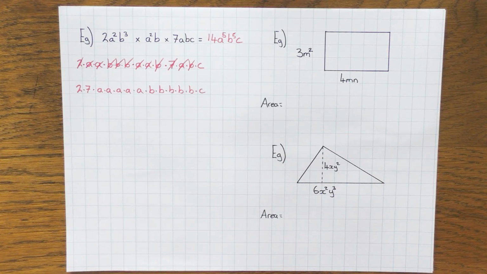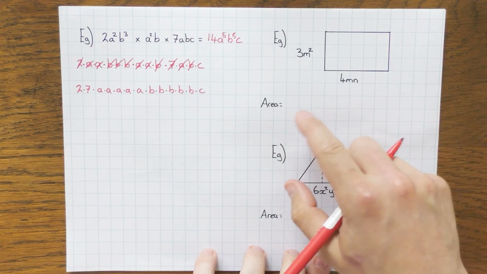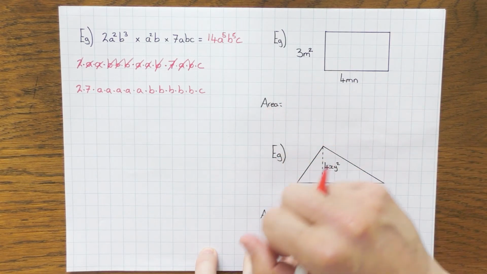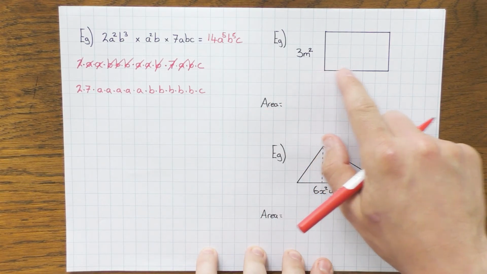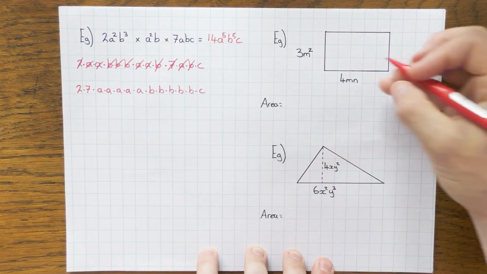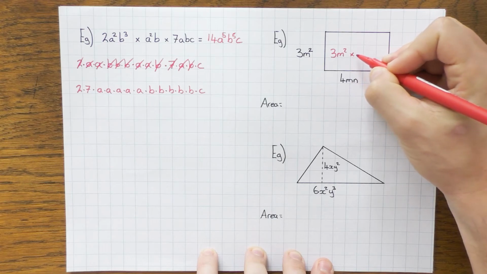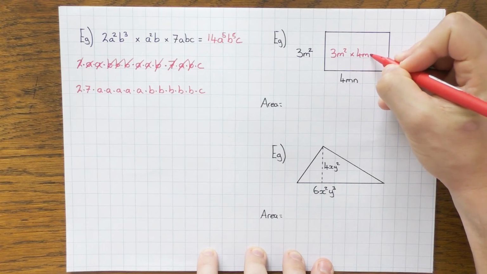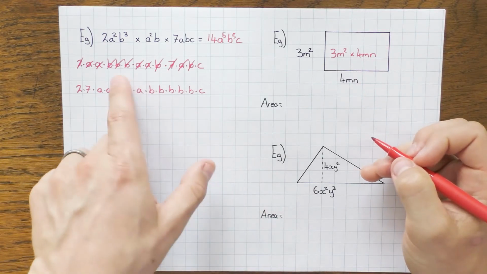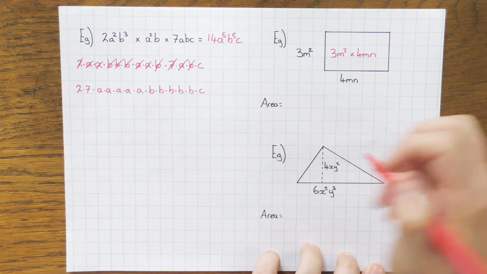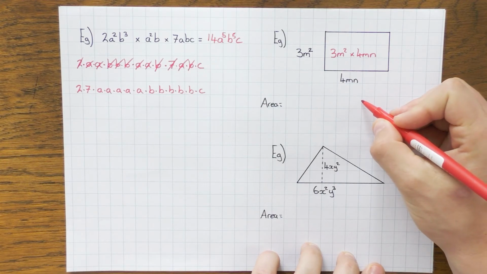Right, let's have a look at it in a different context then. So here I have a rectangle, and I want to know what the area is. So to work out the area of a rectangle, it's just the base times the height. So all I'm going to be doing is 3m squared times by 4mn. So I will write it out just to keep it consistent with what we've been doing, but you might already now be happy with this speedy way of doing this.